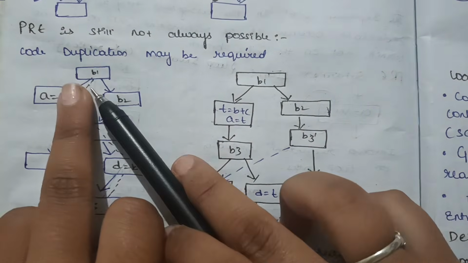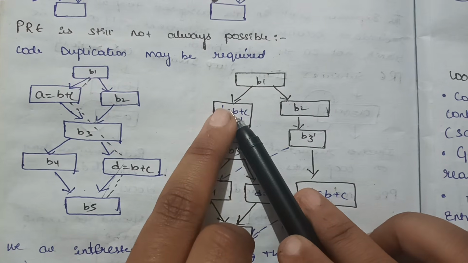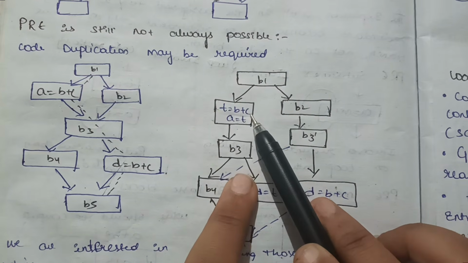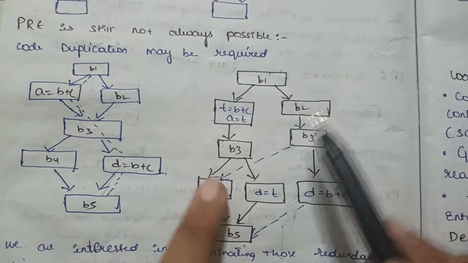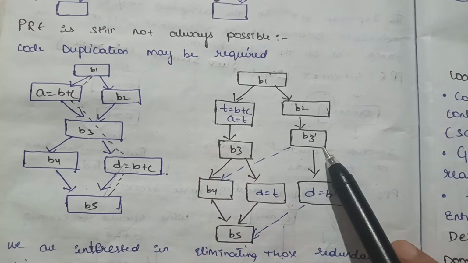So here I am taking B1, and next I am converting A is equal to T, by assuming T has B plus C. Next we have B2, next B3. I am taking a new block here that I am replacing as B3 dash.